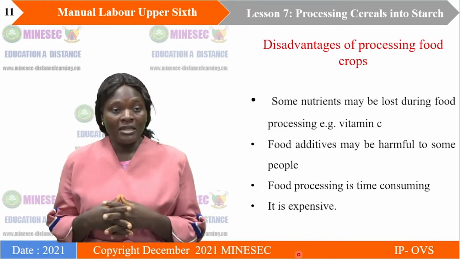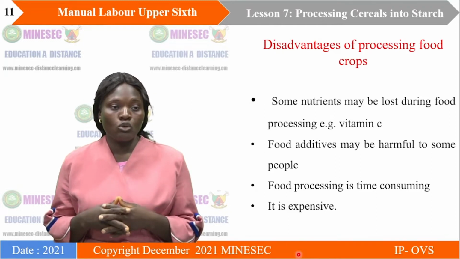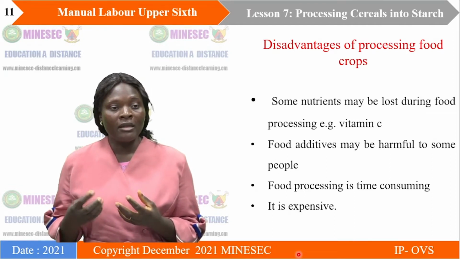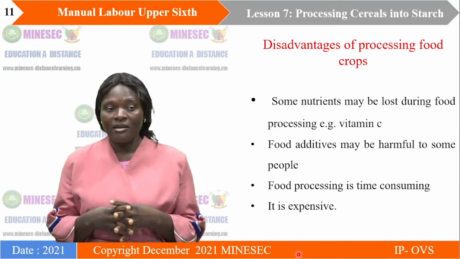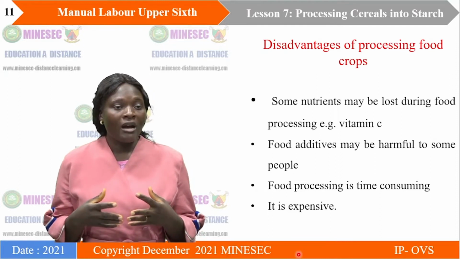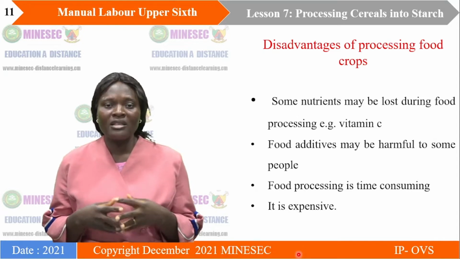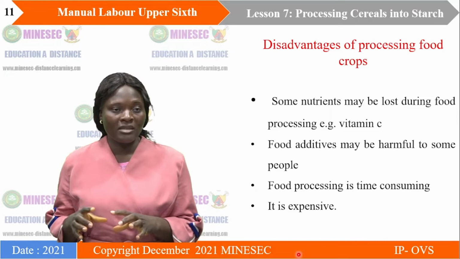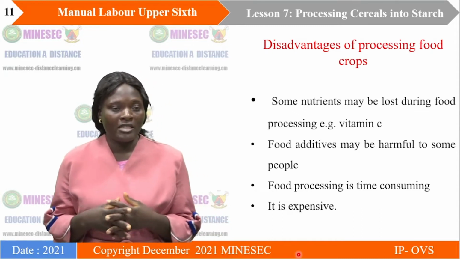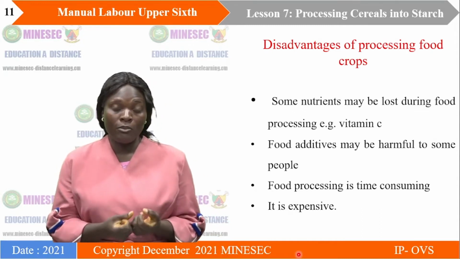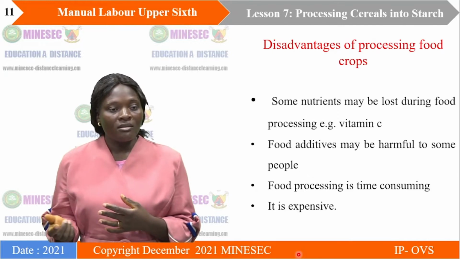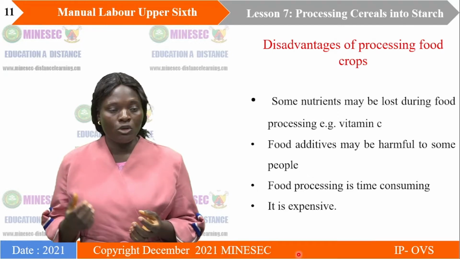Also, there are food additives, which may be harmful to some people. In the course of processing, there are some ingredients that are added, which might be harmful to some people. We also have food processing is time consuming. Yes, it takes a lot of time when you have to process the agricultural product to another byproduct. It is also expensive. Unlike just removing the food from the farm, harvesting the food and consuming it like that, for you to process it, it becomes expensive because you need other things to add to it.